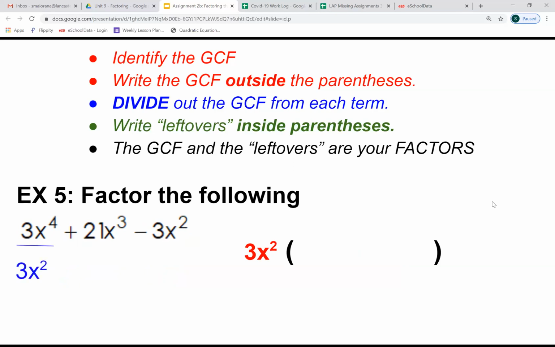So when I do 3x to the 4th divided by 3x squared, I'm left with x squared. When I do 21x cubed divided by 3x squared, I'm going to get 7x. And when I do my negative 3x squared divided by 3x squared, everything cancels out, so I'm left with a negative 1. So all those 3 values I got for my leftovers are going to be put in the parentheses, x squared plus 7x minus 1.